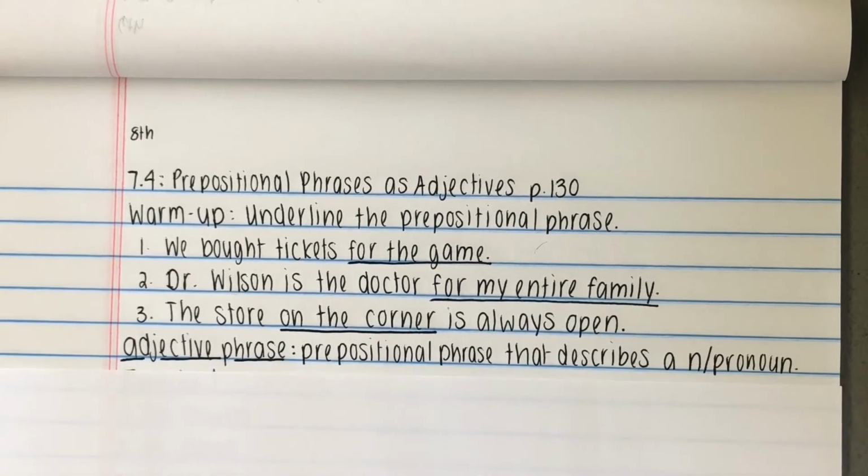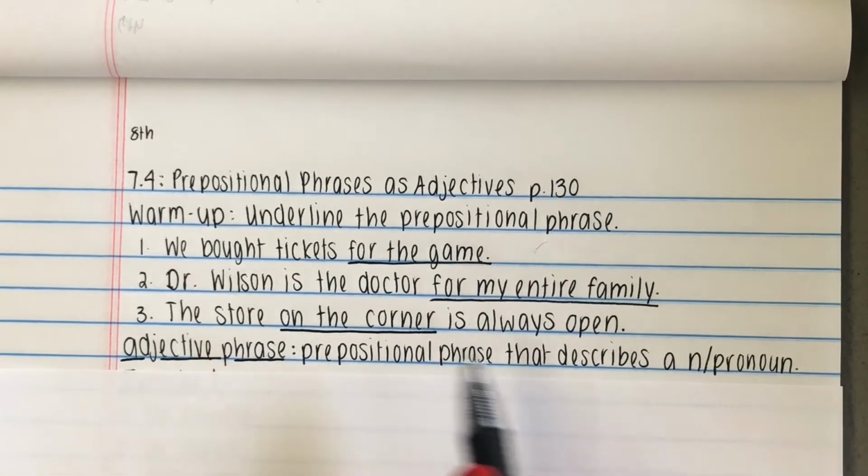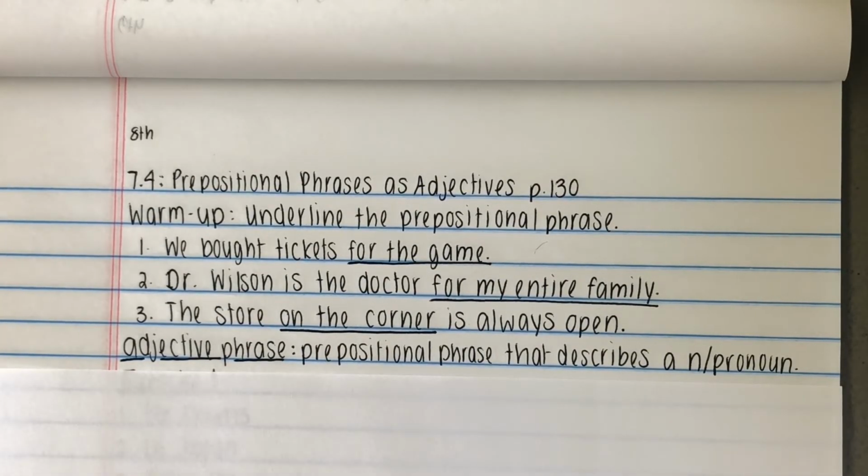So an adjective phrase is a prepositional phrase that describes a noun or a pronoun. Remember, a noun is a person, place, or thing, like the store, like the tickets, like Dr. Wilson. And a pronoun would be he, she, we, etc. Go ahead and pause the video and quiz yourself on the following sentence, and then read whether or not you are correct.